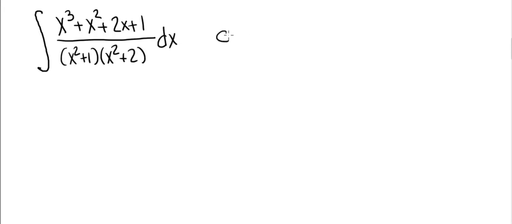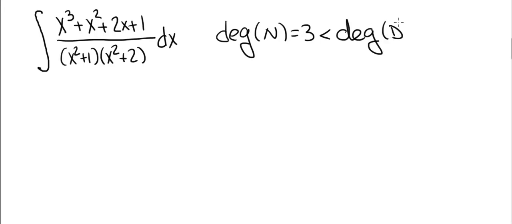First, we have to check that the degree of the numerator, which in this case is 3, is less than the degree of the denominator. Well, the degree of the denominator comes from multiplying x squared by x squared, which is x to the 4th. Therefore, it's 4. So yes, the degree of the numerator is strictly less than the degree of the denominator.